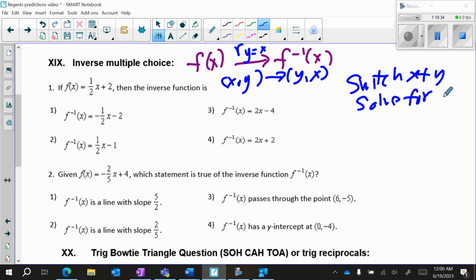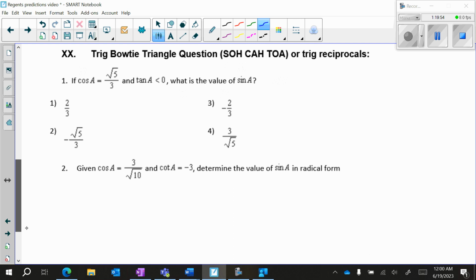So in this first one, you could do it algebraically. Another trick you could do is look for reflection over the line y equals x. So put this in y1, put the choices in y2, and see which one has symmetry over that line y equals x, or see if the points switch positions. Same with choice 2. You can do number 2 as well.